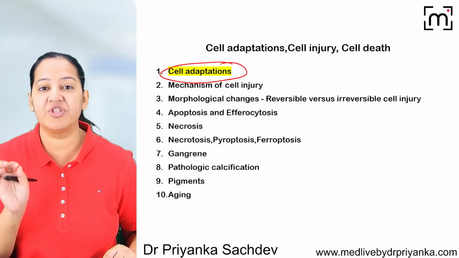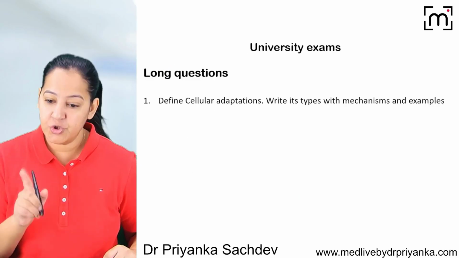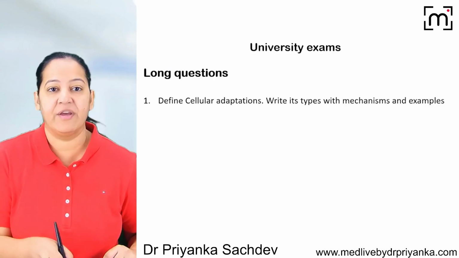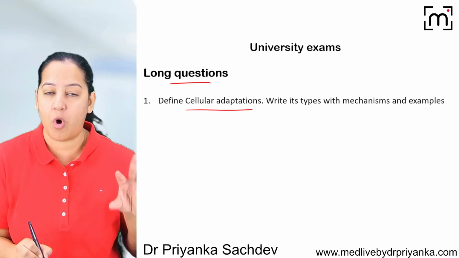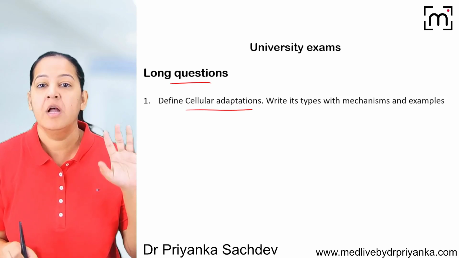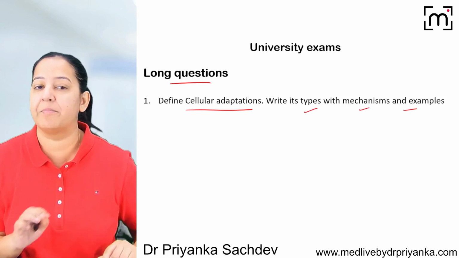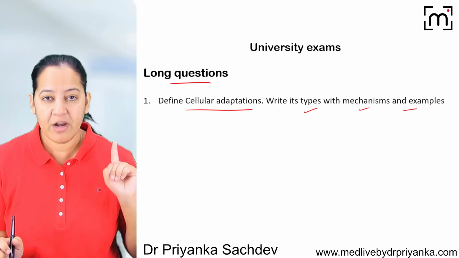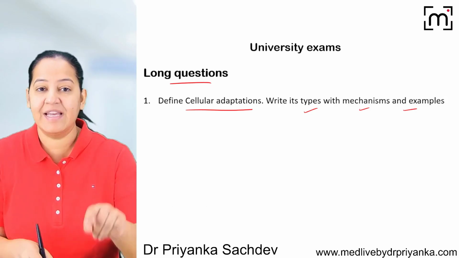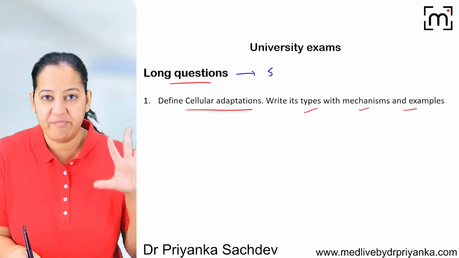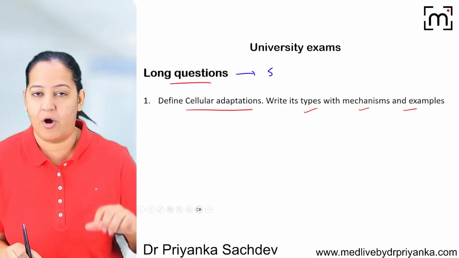Now from cell adaptations in university exam, usually the long question is asked. If the long question is asked, you have to write about all 5 types of cell adaptation along with their mechanisms, examples, everything you have to write. If a long question is asked in your exam, at least you have to write 5 pages of your copies for the long question.